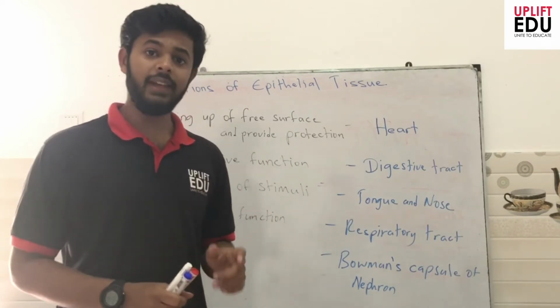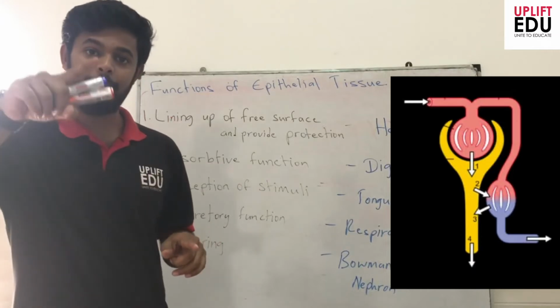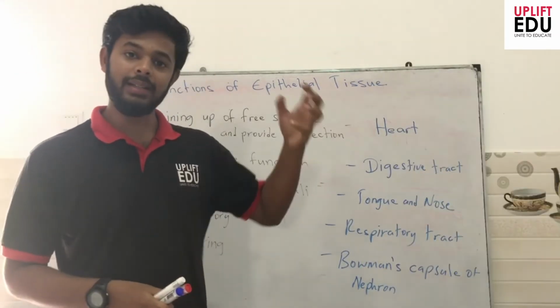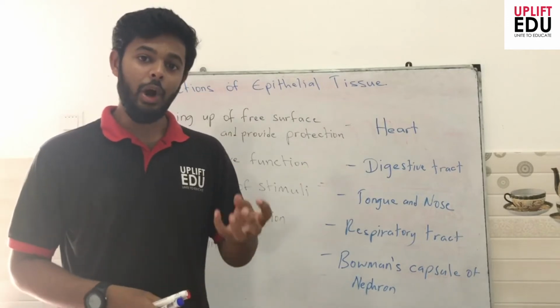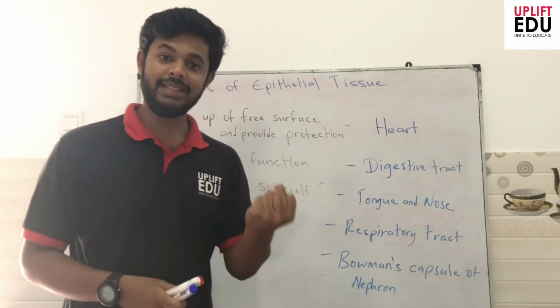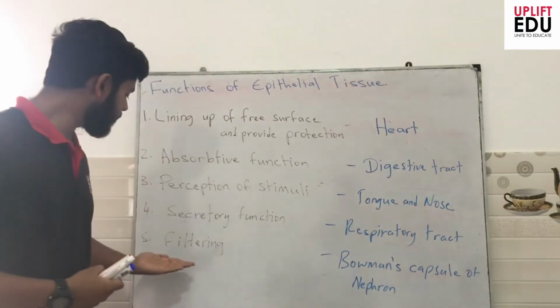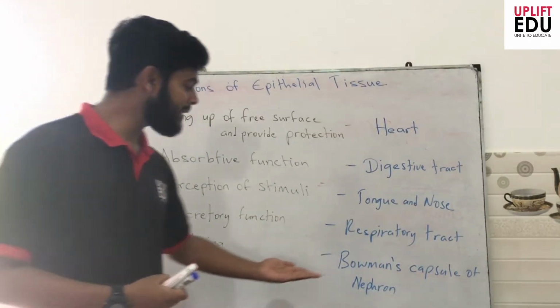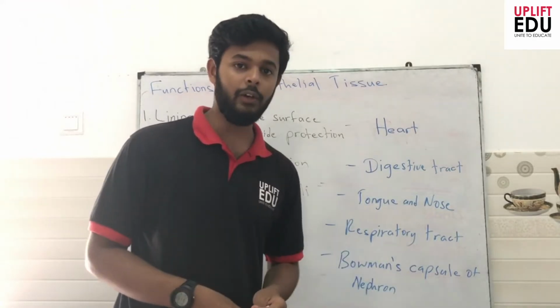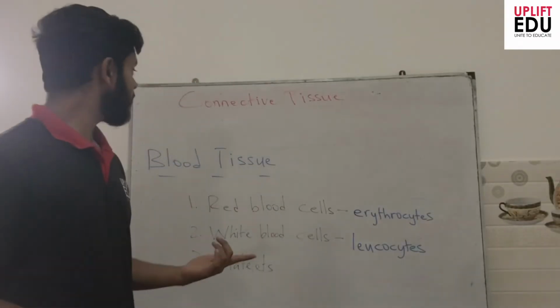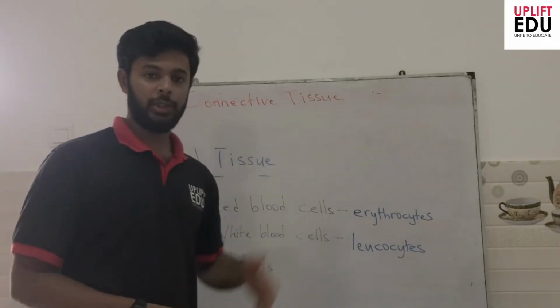If we consider the cap-like structure of this nephron, that is where all the fluids are secreted into. Here, all the excretory or waste materials can be absorbed. We call this process filtering, and it takes place in the Bowman's capsule of the nephron. Now we will move on to the next type of tissue, called connective tissue.